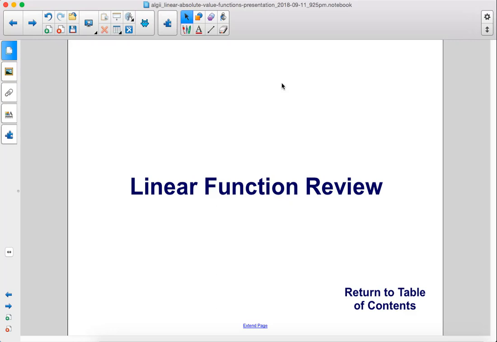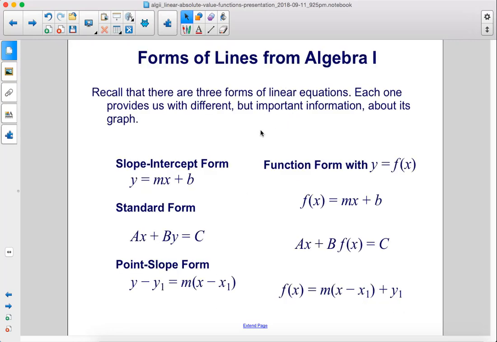Linear function review. Recall that there are three forms of linear equations. Each one provides us with different but important information about its graph.